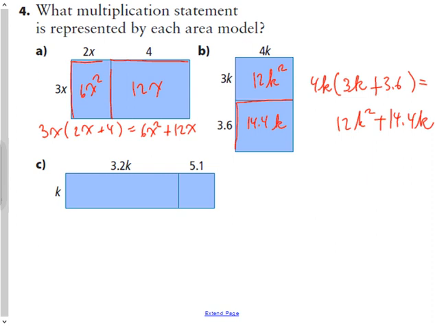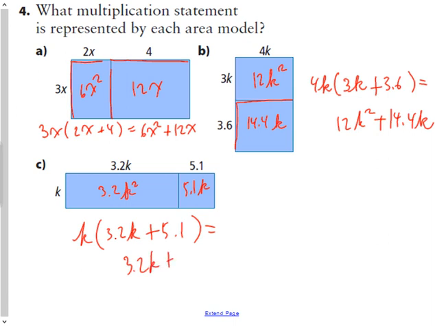And finally, your last question, monomial is k. Your binomial is 3.2k plus 5.1. So 3.2k times k is 3.2k squared, because k times k, we know we can simplify it into a power of k squared, or exponent of 2. And 5.1 times k is simply 5.1k. It's the product of a coefficient and a variable. So therefore is equal to 3.2k squared plus 5.1k.